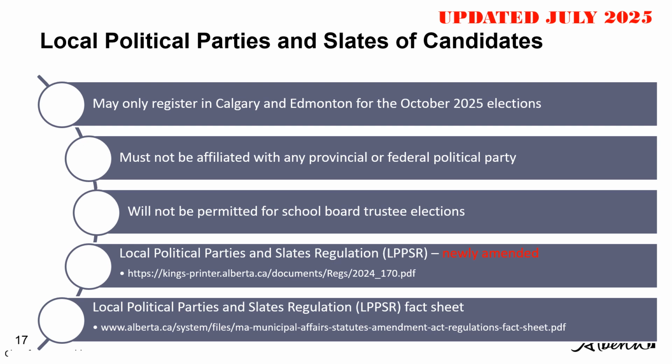For the municipal election scheduled for October 20th, 2025, local political parties and slates of candidates may only register in the cities of Edmonton and Calgary. Local political parties and slates must not be affiliated with any provincial or federal political party. A prospective local political party or slate will not be registered if its proposed name or abbreviation resembles the name of a political party at the provincial, federal, or local level. Provincial and federal political parties are also prohibited from donating to local political parties. Local political parties will not be permitted for school board trustee elections. Candidates in these cities are encouraged to review the local political parties and slates regulation and the associated fact sheet for more information on the application process and the relevant contribution and expense limits.